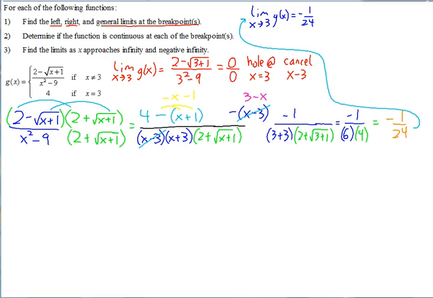Now since that's the general limit, it's not really necessary to write down the left and right hand limits, because if the general limit is negative 1/24, then that implies that the left and right hand limits must also be negative 1/24.